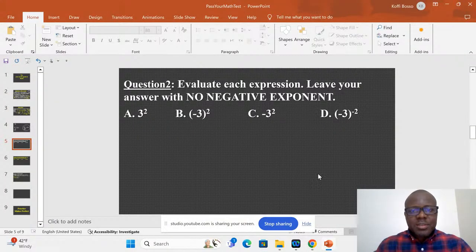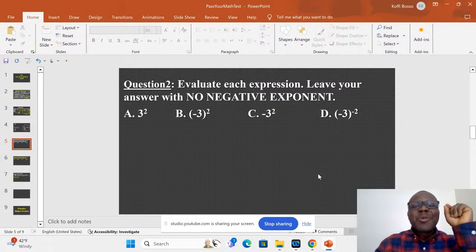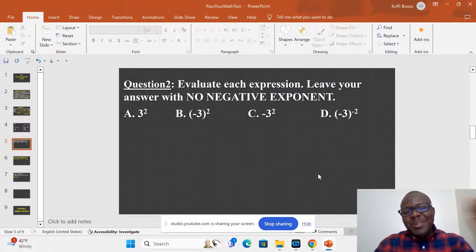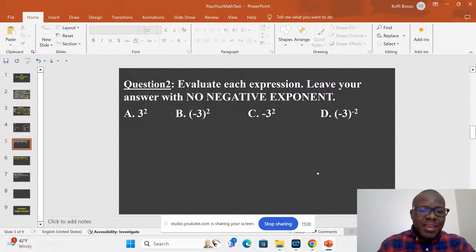ask questions. Now, question number 2, they say evaluate each expression. Leave your answer with no negative exponent. So, let me ask you, Furnace A: suppose they ask you to solve this question. What do you think is going to be A? When you have 3 raised to the second power, we say 3 squared.